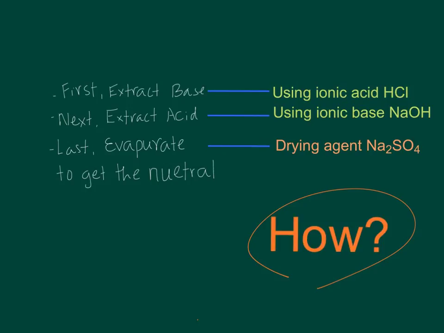Before we discuss our results, we would like to talk about what we did in this experiment first. First, we extracted the base by using an ionic acid, HCl. Then we extracted the acid by using an ionic base, sodium hydroxide. And lastly, we evaporated the ether to get the neutral compound.